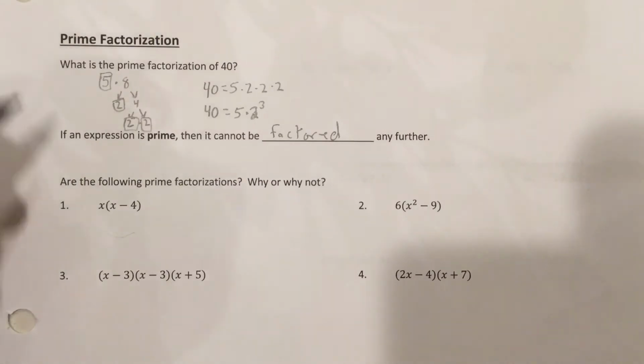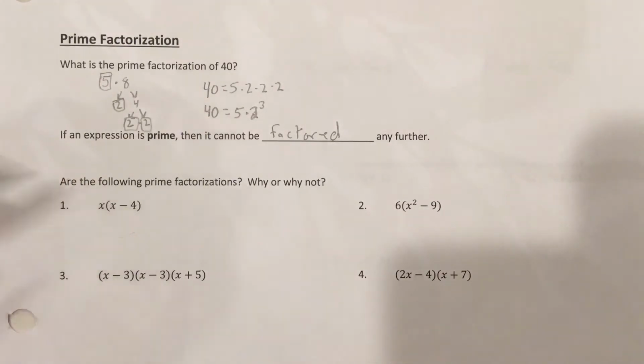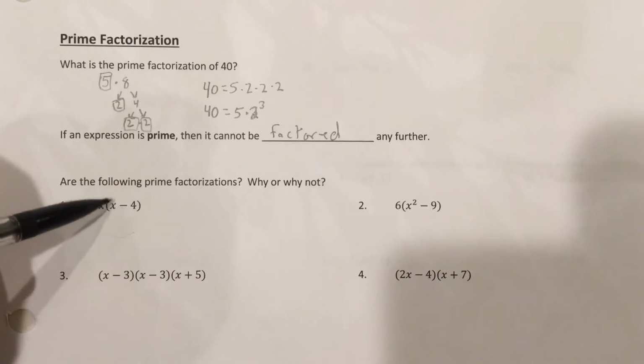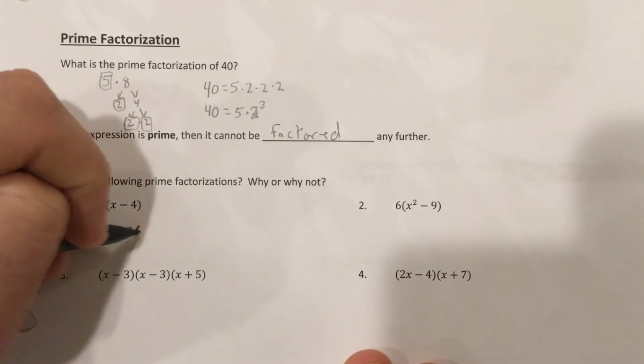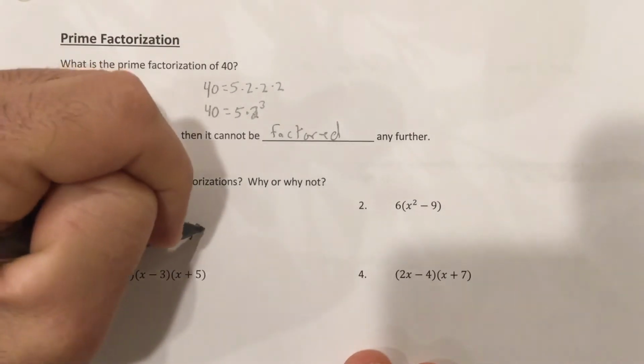So we look at number 1. I have x times x minus 4. Well, I basically look inside the parentheses. Can I factor x minus 4 any further? I cannot. It almost looks like difference of squares. It is being subtracted. 4 is a perfect square, but x is not a perfect square. So therefore, this is prime. And the reason why is because you can't factor further.